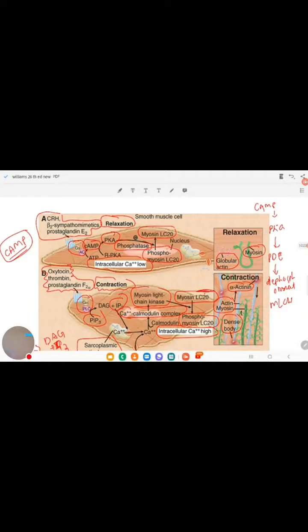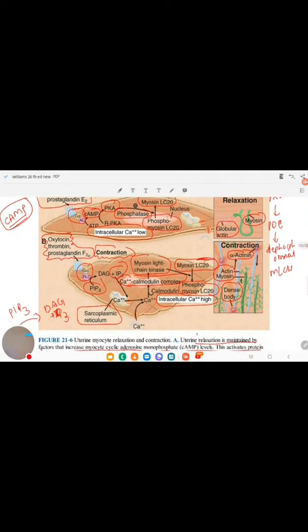Same thing, the opposite: oxytocin, thrombin, and prostaglandin F2 alpha lead to contraction through the G alpha q protein coupled receptor. The phosphoinositol now gives diacylglycerol and inositol triphosphate (IP3), and that will stimulate the release of calcium from the sarcoplasmic reticulum, and increase the intracellular calcium from outside the cell membrane. The calcium now increases. The calcium combines with calmodulin, and that will activate the myosin light chain kinase.